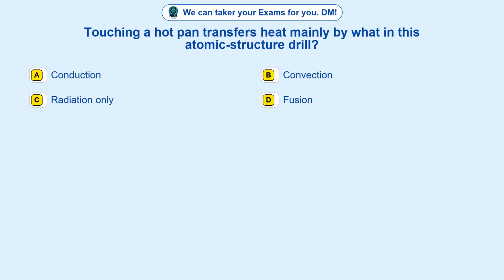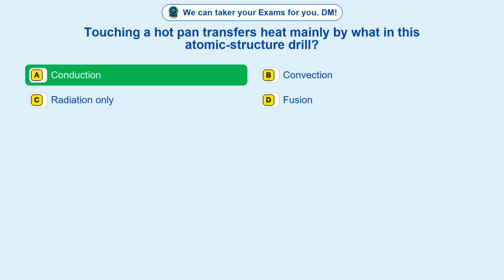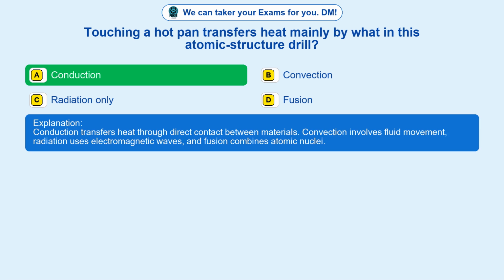Question 75. Touching a hot pan transfers heat mainly by what in this atomic structure drill? Option A, conduction. Option B, convection. Option C, radiation only. Option D, fusion. The correct answer is option A, conduction. Conduction transfers heat through direct contact between materials. Convection involves fluid movement, radiation uses electromagnetic waves, and fusion combines atomic nuclei.